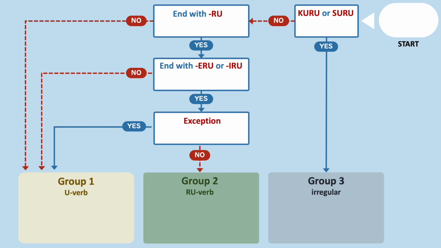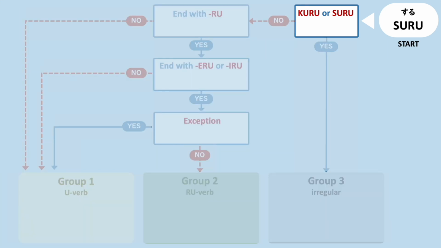Let's try with an example. The first example is suru, to do. The first checkpoint is whether the verb is kuru or suru. We know suru is the irregular verb, so the answer is yes. Suru is the irregular verb, group 3.